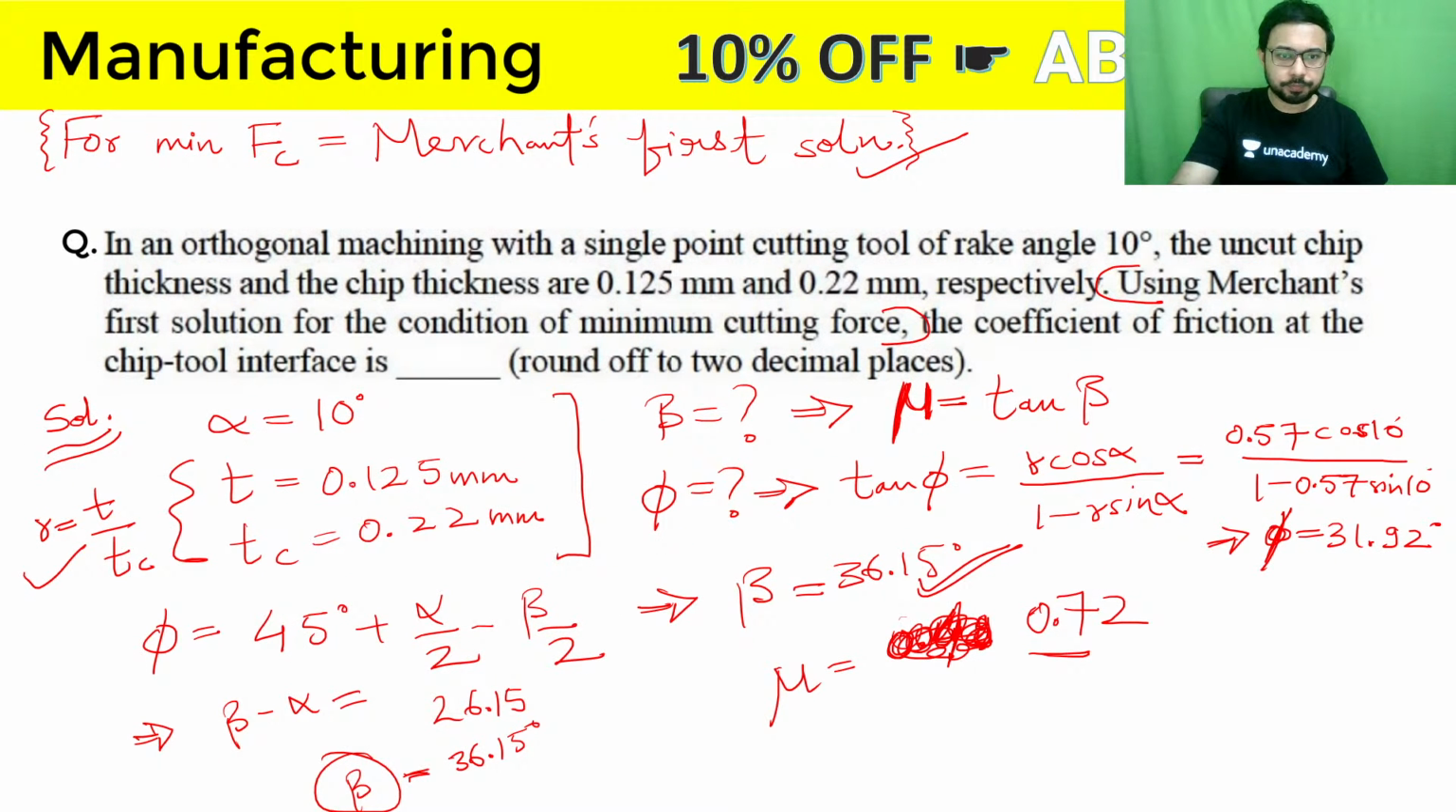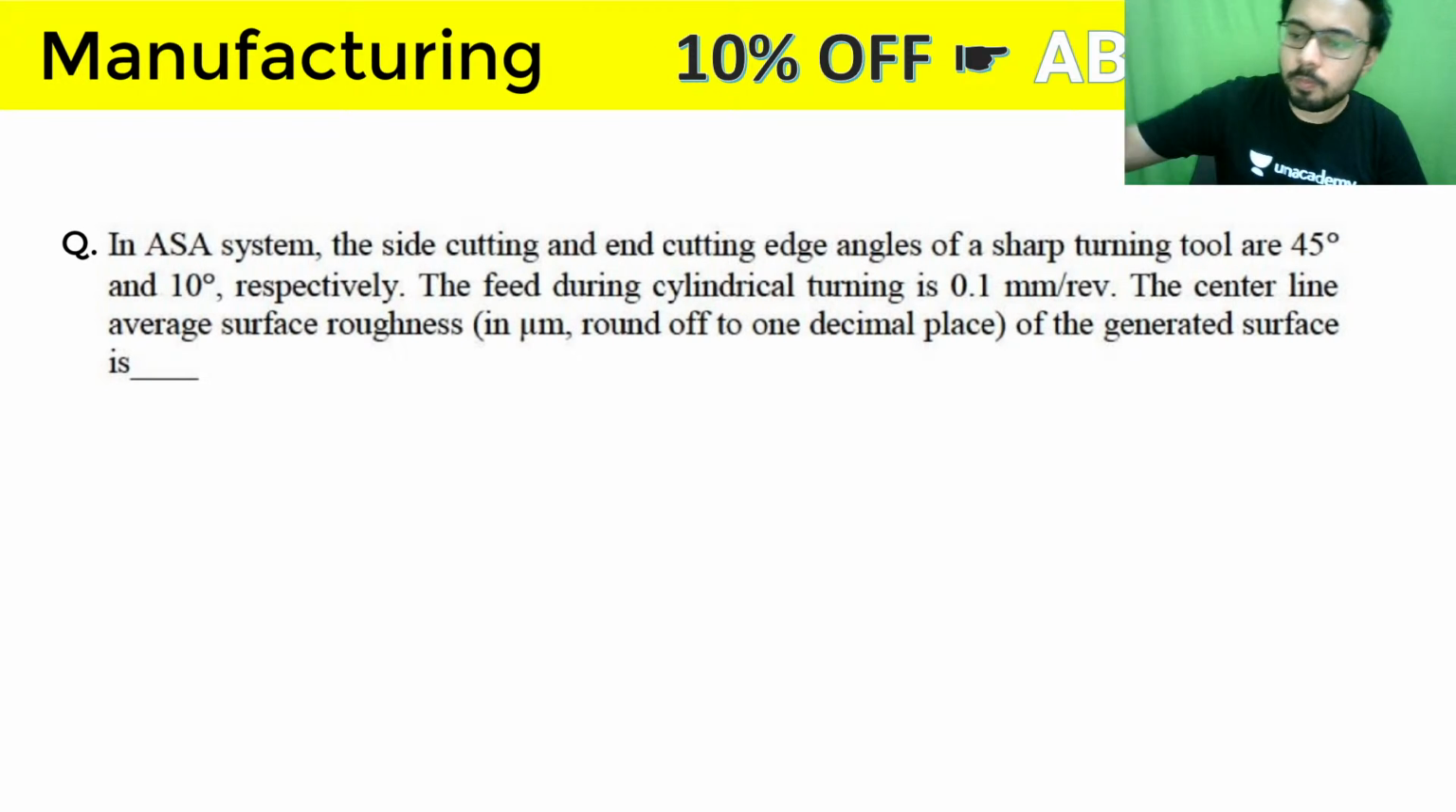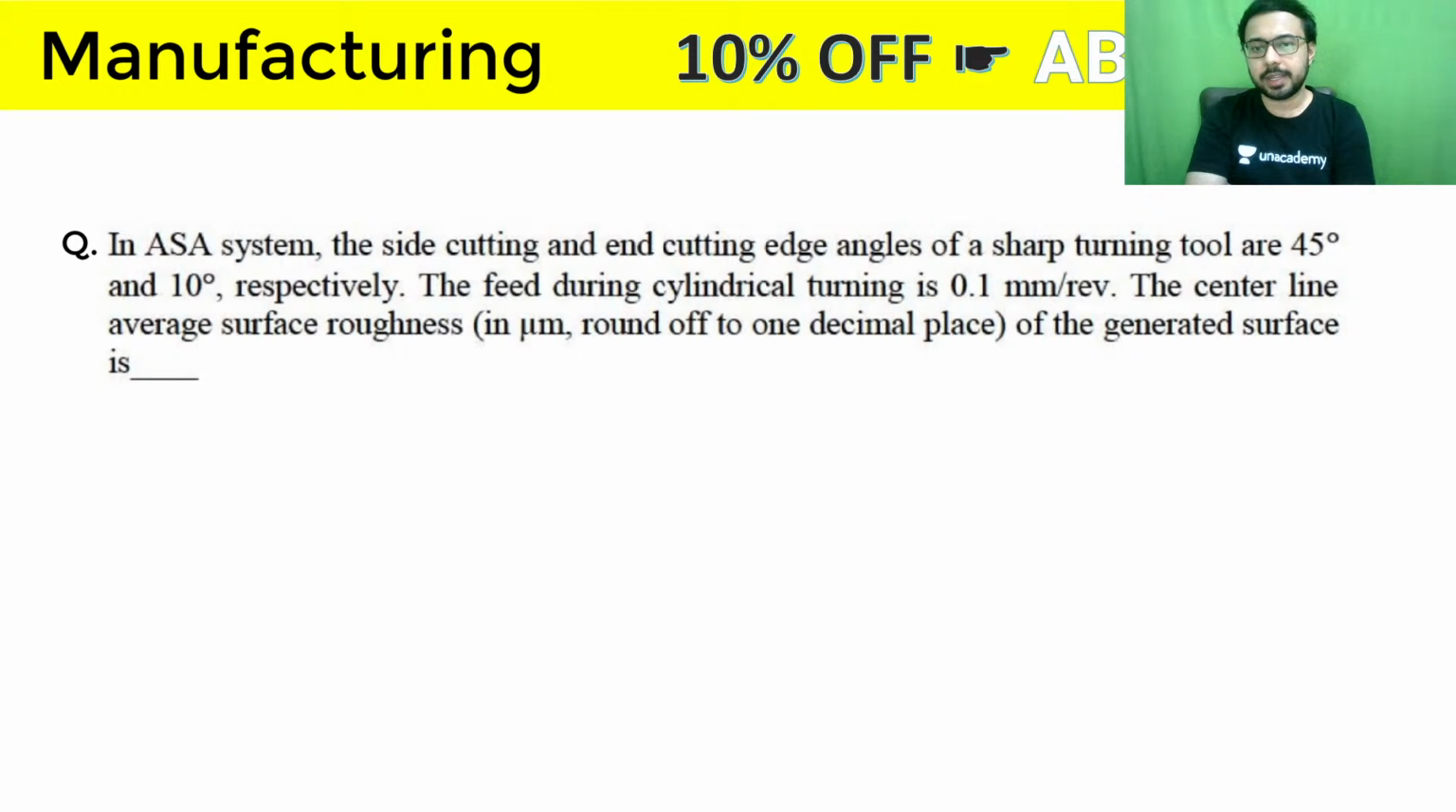So we have done these 4 questions. Now we will move to our fifth question here. So this question is a machining question or material removal question, and in this question it is given that in ASA system the side cutting and end cutting edge angles are 45 degrees and 10 degrees respectively. The feed during cylindrical turning is 0.1 mm per revolution. The center line average surface roughness in micrometers is asked. So what is asked is very simple. It is simply asking what is the center line average surface roughness.